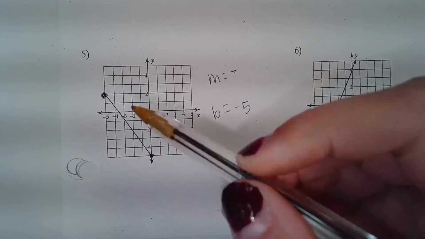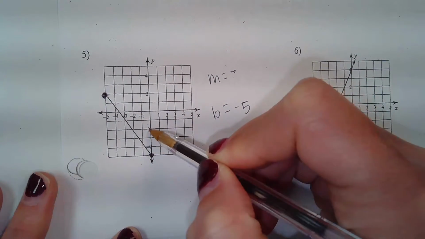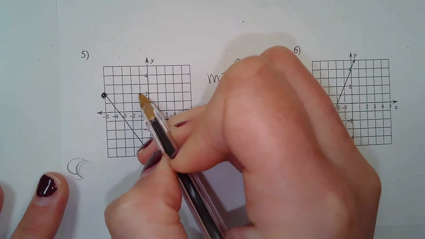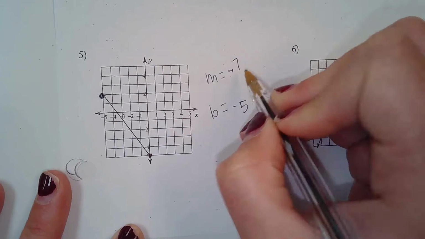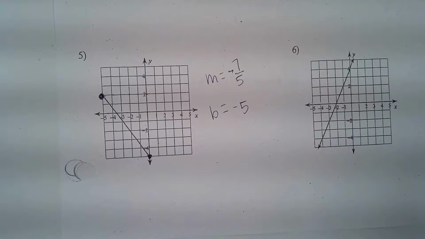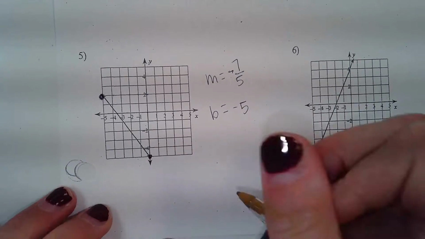It's 7 over 5. Up 1, 2, 3, 4, 5, 6, 7, over 1, 2, 3, 4, 5. Is that okay? So when we go to write our equation, it's going to be y equals.